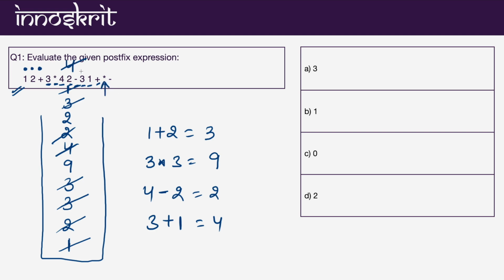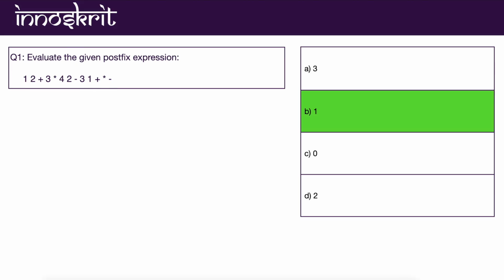I again pop two values. 4 will be popped, 2 will be popped, and I perform the multiplication, so this is going to be 8. Now 8 is pushed back onto the stack, and the next operator is minus. I again pop two values, 8 and then 9. 8 comes here and 9 comes here, and I perform the minus, and this will be 1. So the answer is going to be 1. I hope this makes sense. The answer will be 1. I think this is clear.